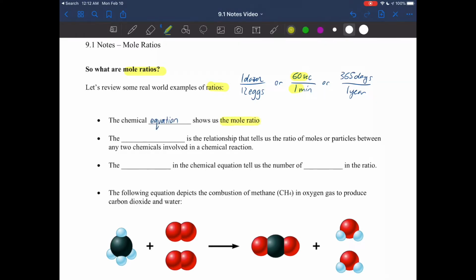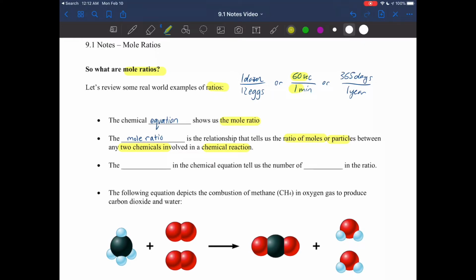So we get our mole ratios from a chemical equation, and this mole ratio is the relationship that tells us the ratio of moles or particles between any two chemicals involved in the chemical reaction. Very useful in these types of problems that we're about to do.